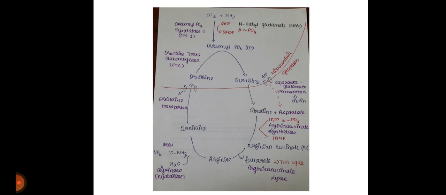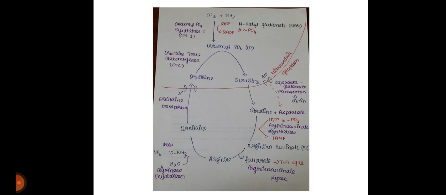Arginine is converted to ornithine in the presence of an enzyme called arginase, which belongs to the hydrolase class. Urea is broken down, urea comes out and regeneration of ornithine takes place.